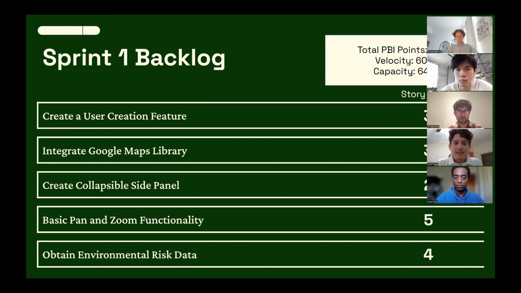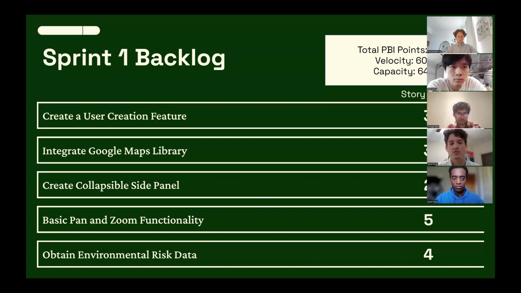So for the Sprint 1 backlog, our total product backlog items come to about 120 points. That would make our velocity 60 points because it's spread across the 2 sprints. And for our estimated capacity, we came to about 64 points, assuming our 4 members are willing to contribute about 8 hours per week for the 2 weeks of each sprint. And of course, this isn't all the backlog items for Sprint 1, but just some notable ones. We have a user creation feature. This is pretty fundamental when we have later features such as sharing information, creating account info, and saving locations.